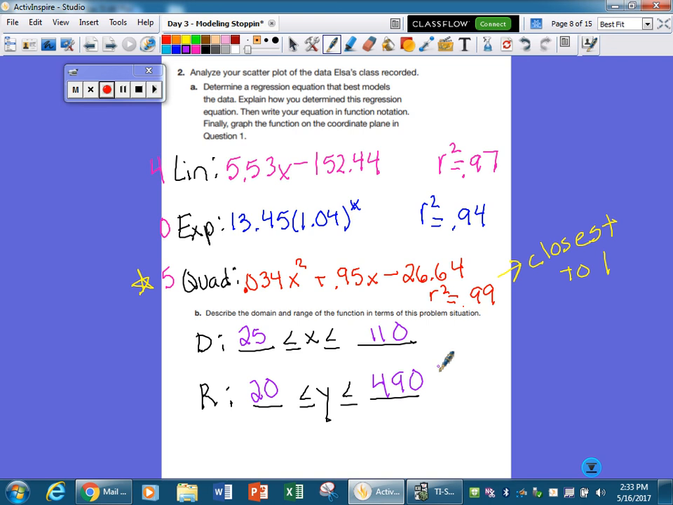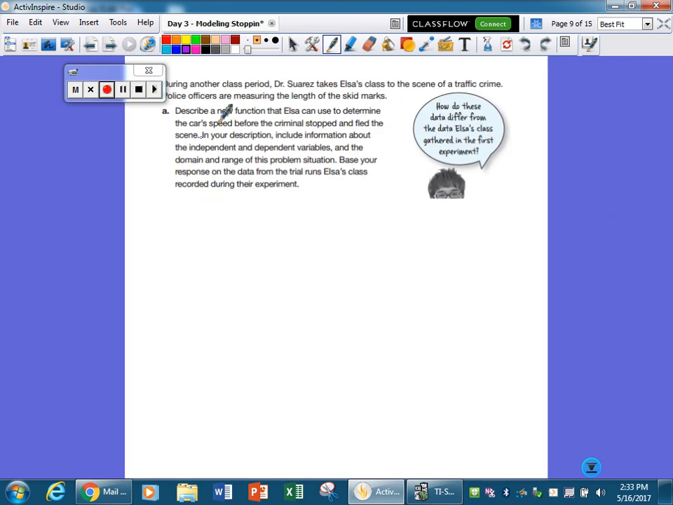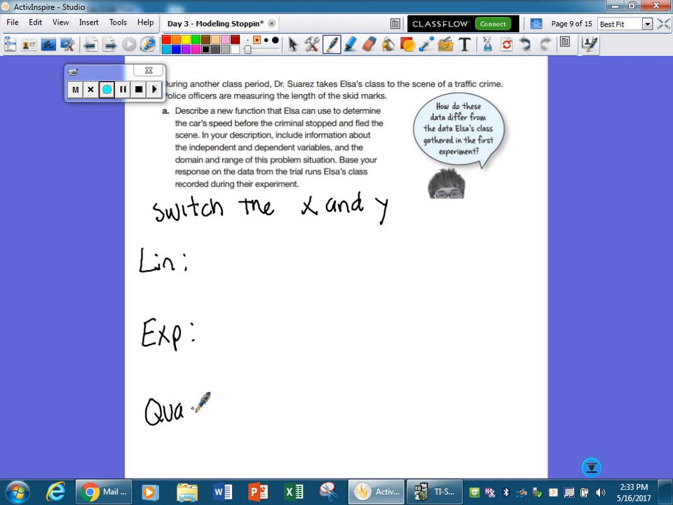All right, flip your paper over to 942. Now, for this problem, they like to mess with our brain a little bit. Now what they're going to do is they are going to switch the x and y. So all the y's are now the x's and all the x's are the y's. So in our table, that's what we need to focus on. So we're going to do, again, a linear, an exponential, and a quadratic, and we're going to decide which one's best.